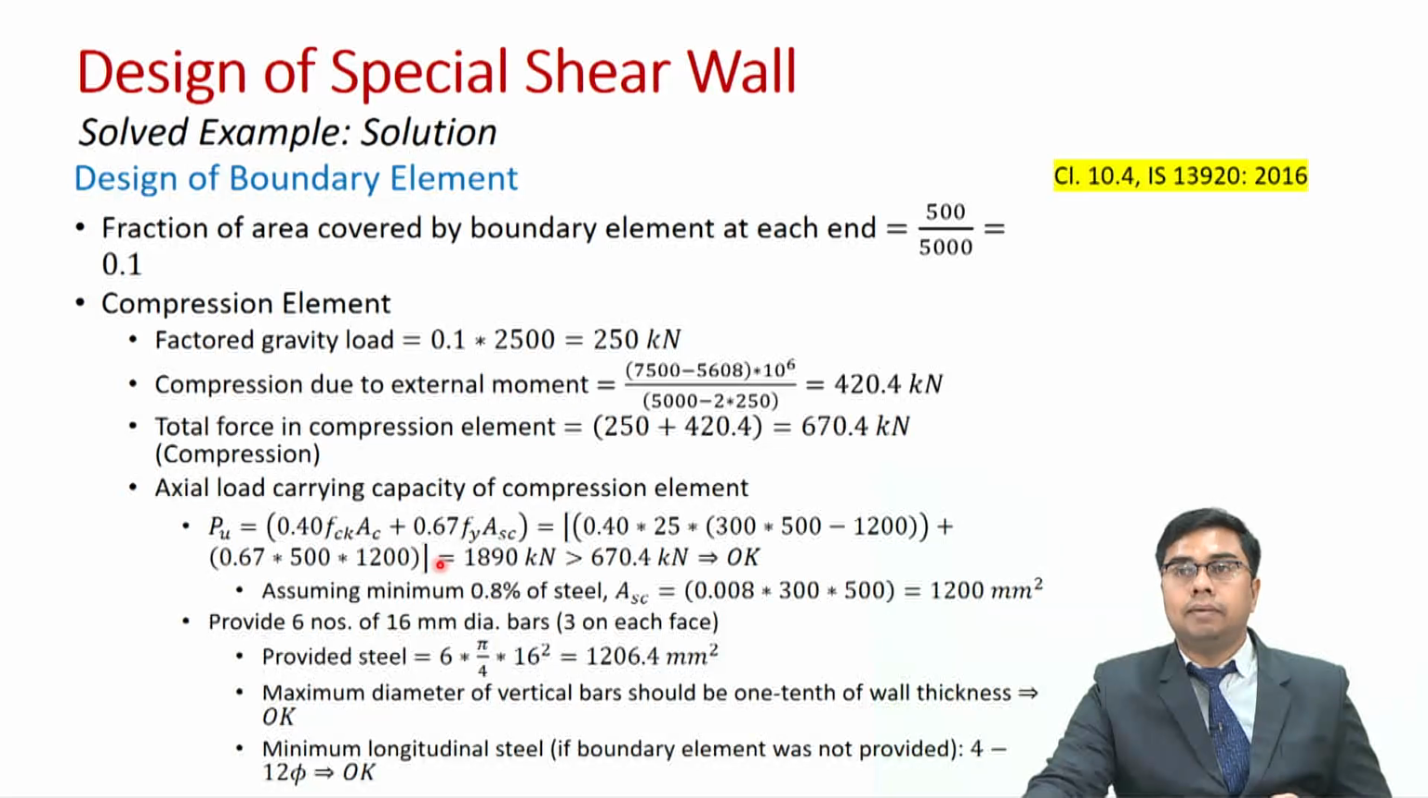Now here I would like to point out that we have assumed the value of ASC to be 1200 mm square. What is the basis? Because in a column the minimum steel that you can provide is 0.8%, and this boundary element behaves like a short column. So you need to provide minimum 0.8% of steel, which accounts to 1200 millimeter square of steel area. So that's why we have substituted 1200 in case of ASC, and in case of AC we have calculated the gross cross sectional area minus 1200.